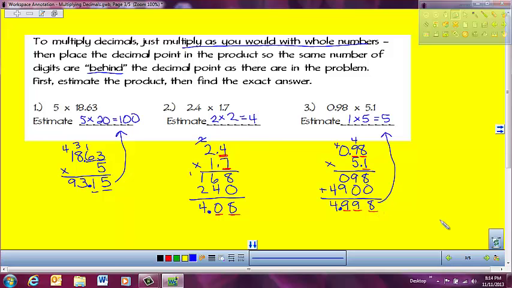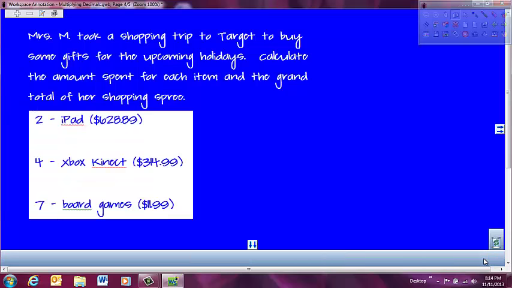Okay, let's try some real life problems. I'll read the problem to you, and then if you want to pause the video, I'll go through multiplying and doing the answers. But if you want to pause it and try it on your own and then just check back, you certainly can. So the first problem, and this is on the back side of your notes, it says Mrs. M took a shopping trip to Target to buy some gifts for the upcoming holidays. Calculate the amount spent for each item and the grand total of her shopping spree.